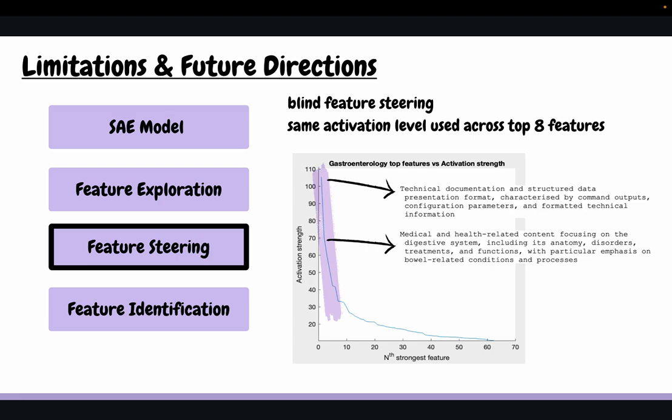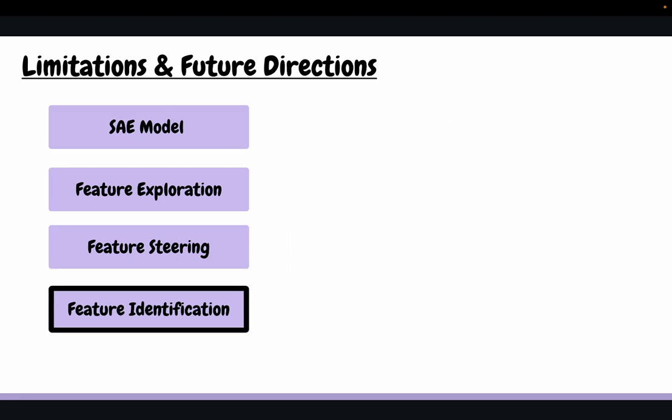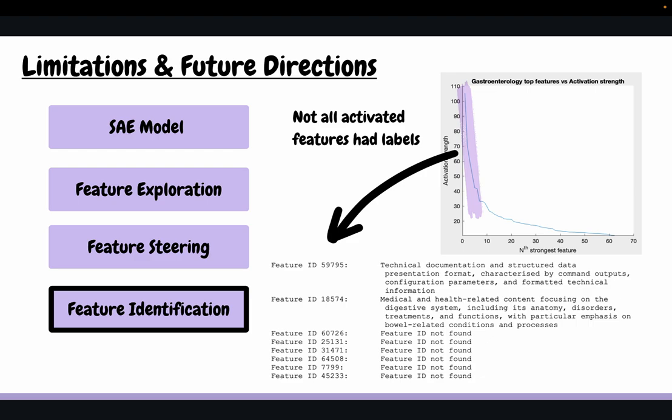We did try to identify these neurons, but ran into more issues there. Firstly, not all of them actually had labels in the code that we were given. So of the top 8 gastroenterology neurons, we only had definitions for the top 2.